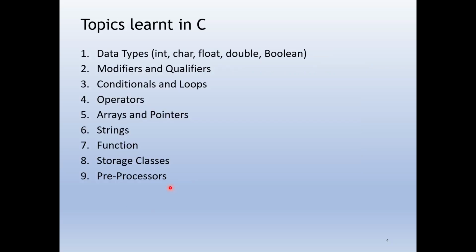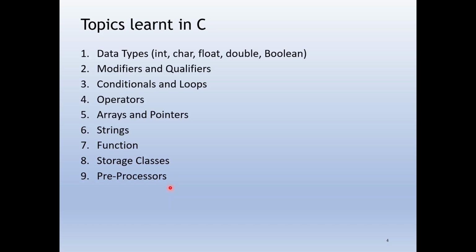Topics we learned in C programming: data types. There are different types of data types, that is int, char, float, double, boolean, modifiers and qualifiers, conditional and loops, operators, arrays and pointers, strings, function, storage classes, preprocessors.